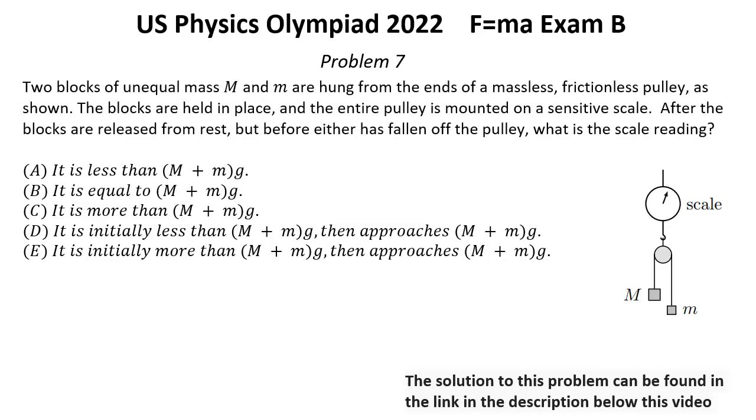Solution for problem number 7. When the blocks on a pulley are released, both blocks accelerate, with the heavier block accelerating downward. It means the center of mass is uniformly accelerating downward, which means the force acting on the pulley is less than weight, big M plus small m multiplied by g. That's answer A, and this is a solution for problem number 7.